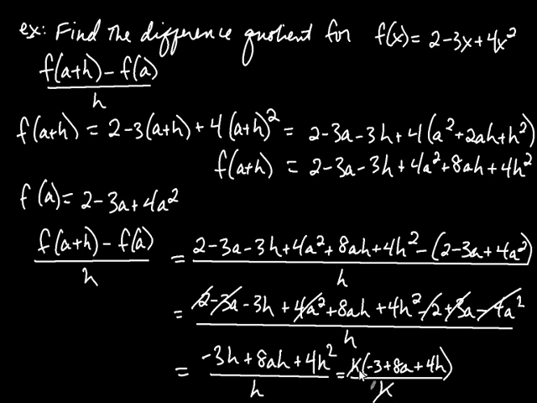You have to write this as a factor before you can cancel it, and it leaves us with our answer, which is negative 3 plus 8a plus h. So we end up with negative 3 plus 8a plus h. That's our answer. So in other words, this whole difference quotient ends up at the end of the day just being negative 3 plus 8a, not plus h, but plus 4h.